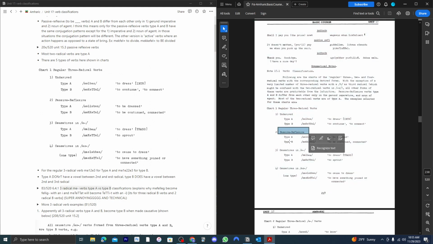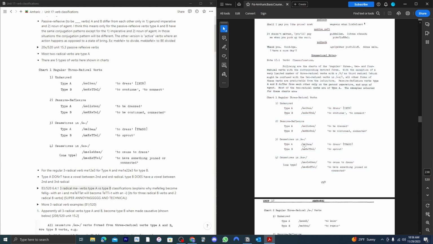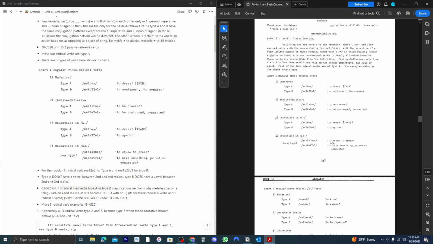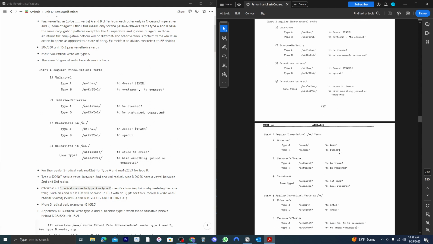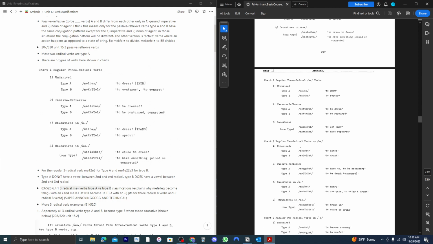Passive reflexive means it's like a "to be" version of a word, like melbes is to dress, melbes is to be dressed. Causative means you are causing something to dress something. This is normally a transitive property, meaning, excuse me, you're dressing someone else, whereas this is like you're dressing yourself. This one you're causing someone else to dress something. That pattern I think mostly continues down here.